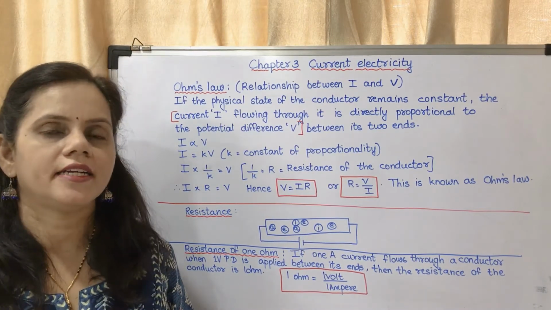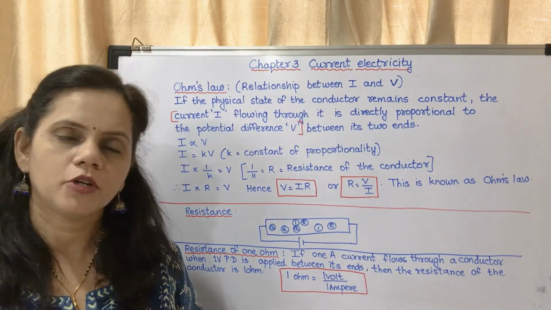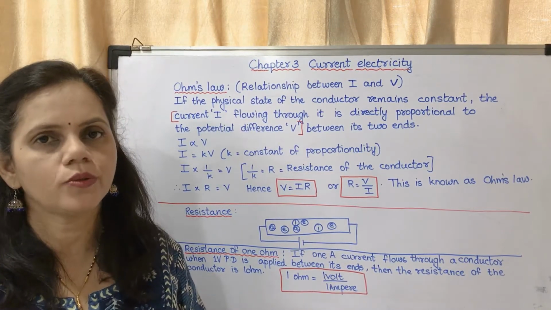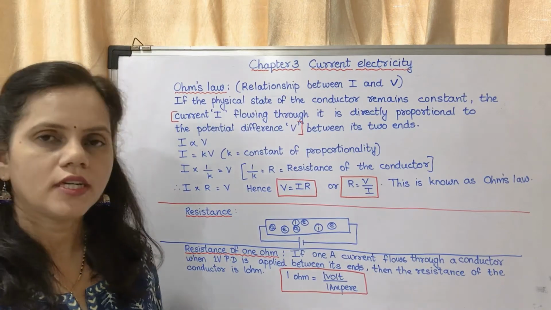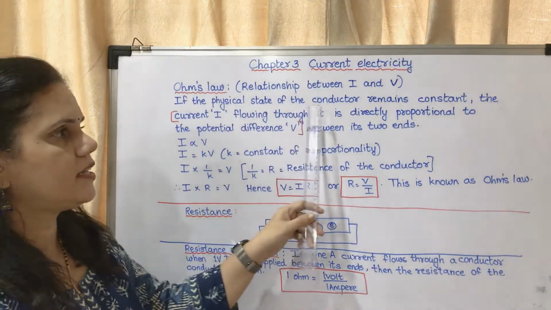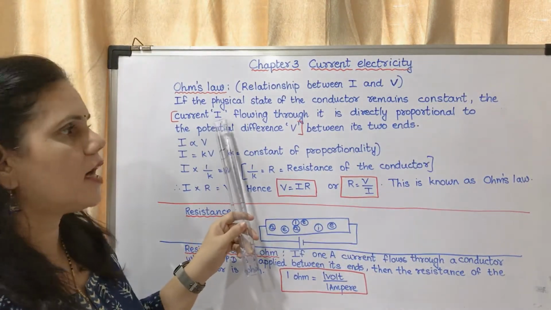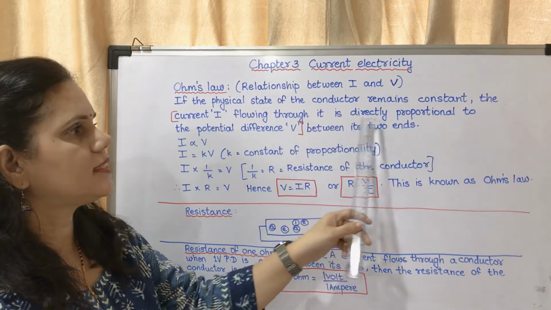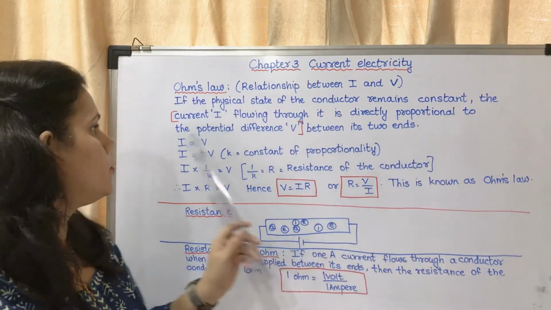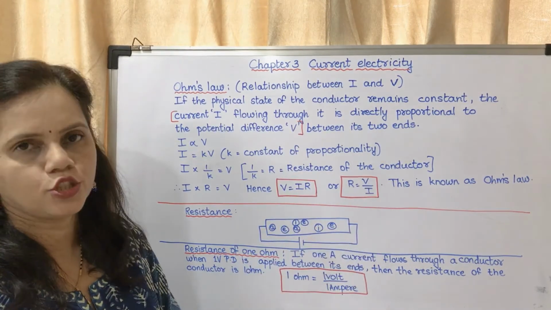What is I? It is the current flowing through the conductor, and what is V? It is the potential difference across its two ends. So what is Ohm's law? I repeat, if the physical state of the conductor remains constant, the current I flowing through it is directly proportional to the potential difference V between its two ends.